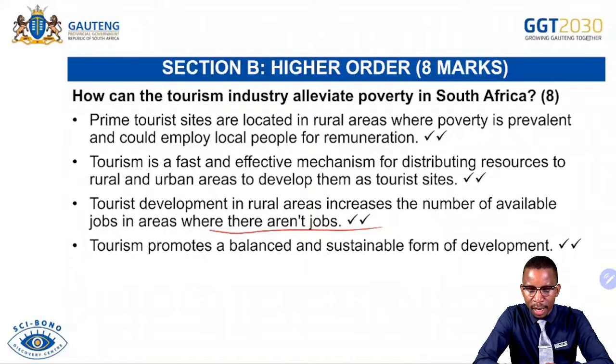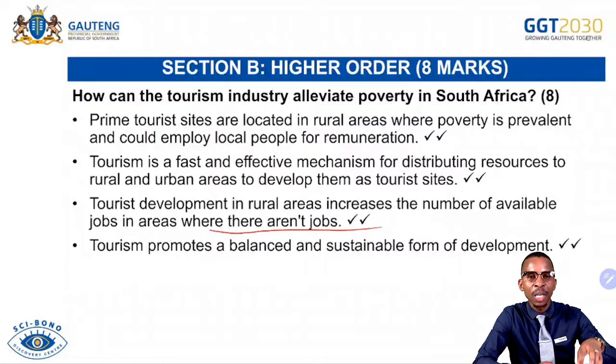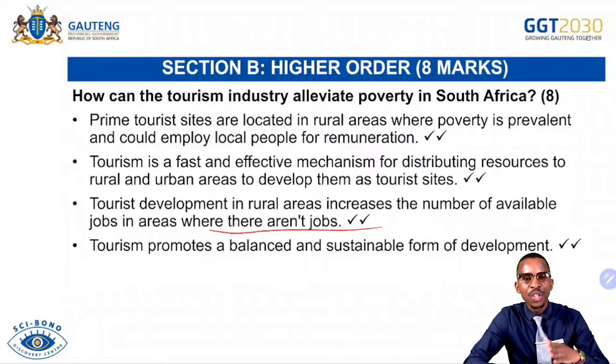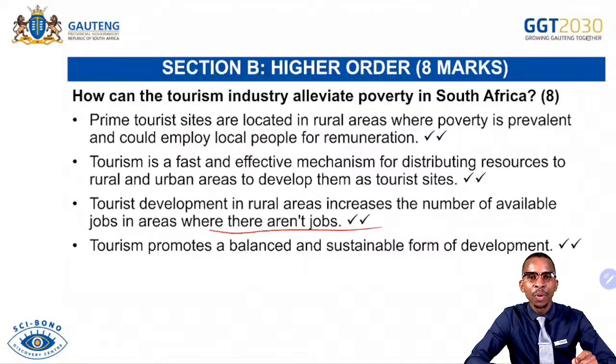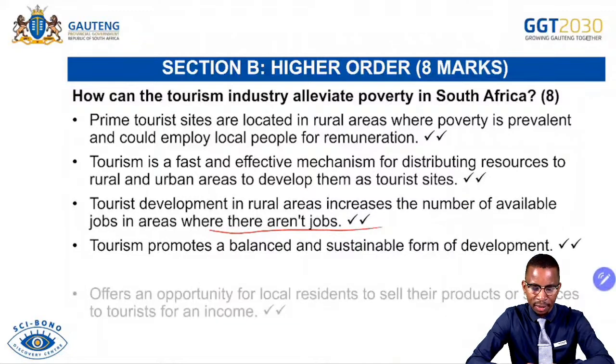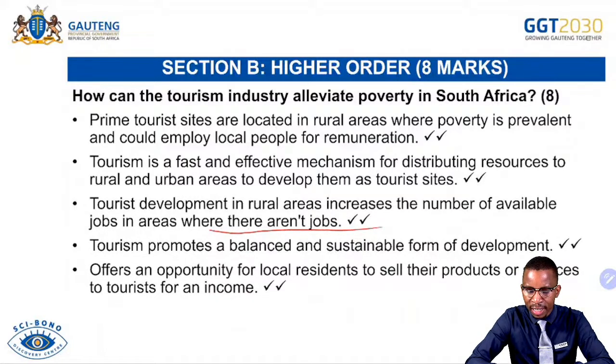Tourism promotes a balanced and sustainable form of development because even infrastructure will be improved in the area, which will be improving the standard of living. Remember, infrastructure provided because of tourism benefits tourists and also benefits local people. The main issue is that as tourism increases in the area, it can cause some environmental problems, and can also cause an increase in prices. It offers an opportunity for local residents to sell their products or services to tourists for an income.